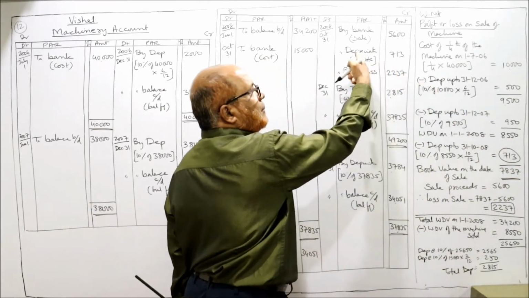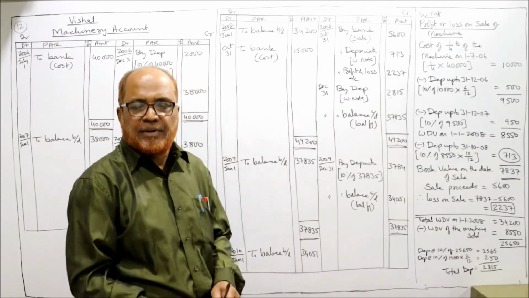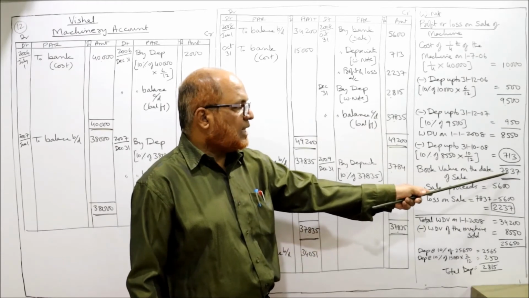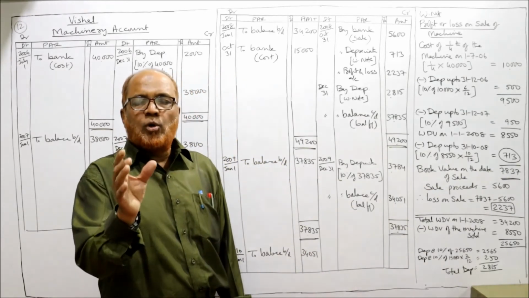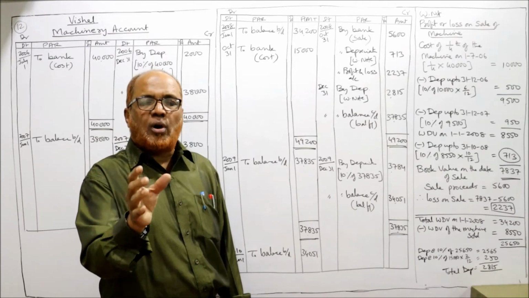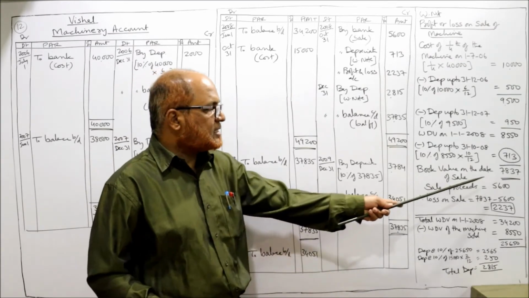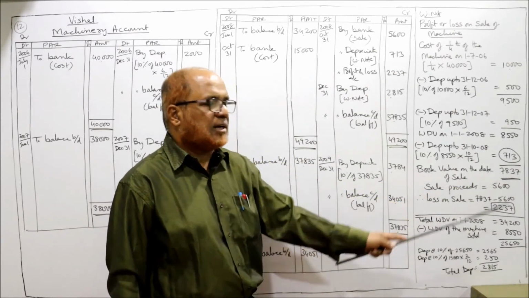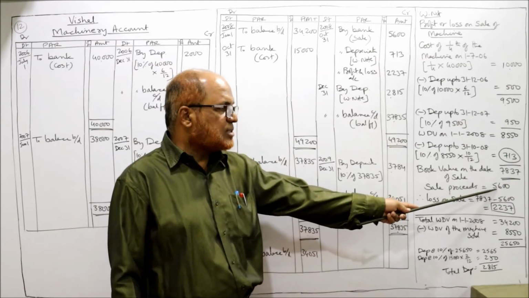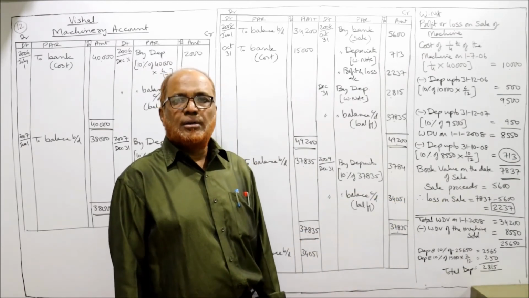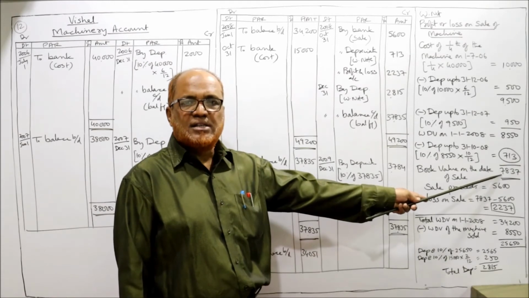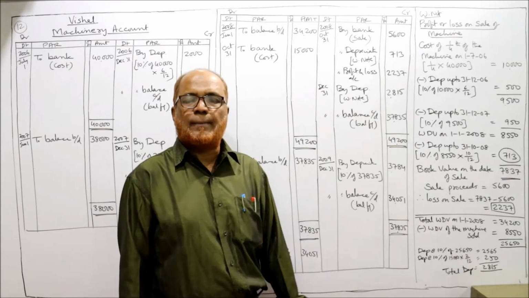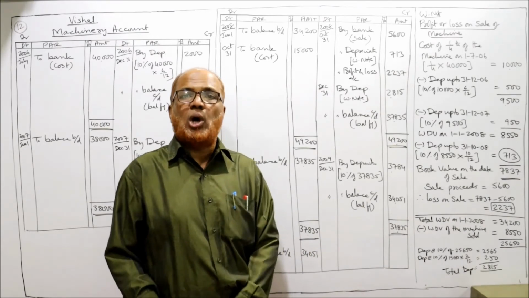Here I have taken depreciation, working note 713. Deduct 713. What is the book value of the machine now? 7,837. So the book value of the machine at the time of sale is 7,837, and this machine is sold for 5,600. Sale proceeds are 5,600, so there is a loss. Book value 7,837, sale proceeds 5,600. The loss on sale is 2,237.